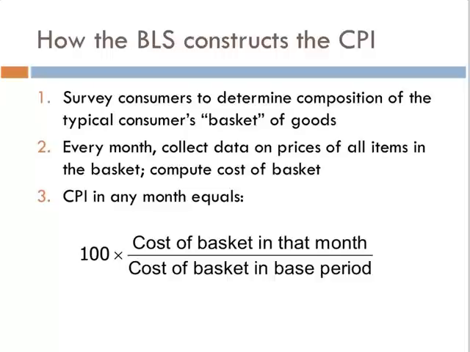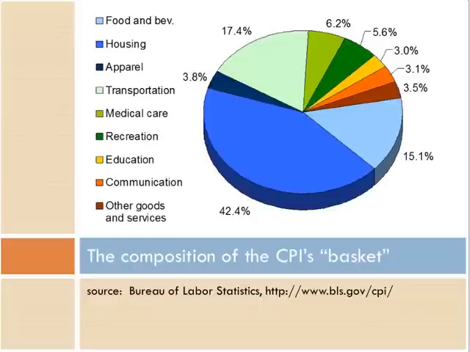Okay, so the basic formula for calculating CPI is the cost of the basket in the current month and the cost of the basket in the base period. But notice, the basket stays the same. All right? So what we're saying is, I want to know how much it costs me to buy this group of goods now versus how much it cost me to buy that group of goods then.